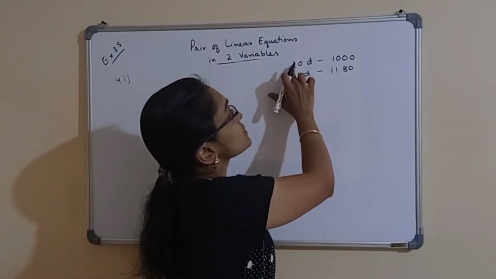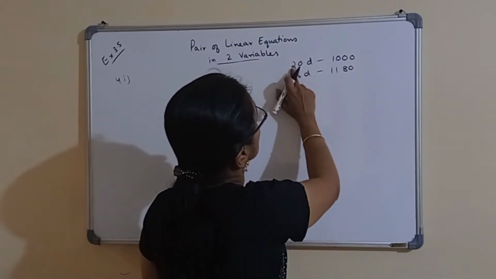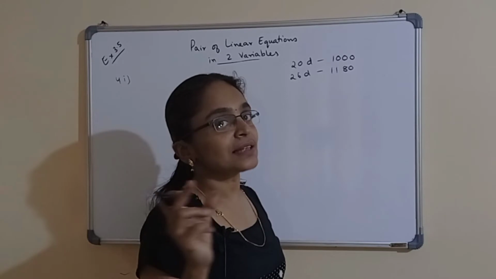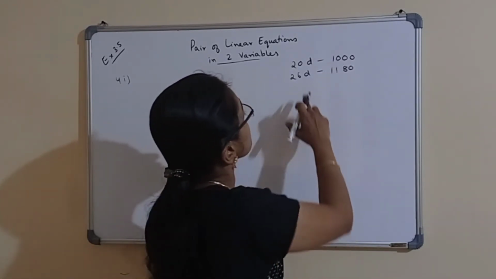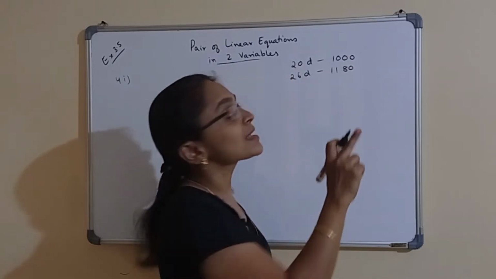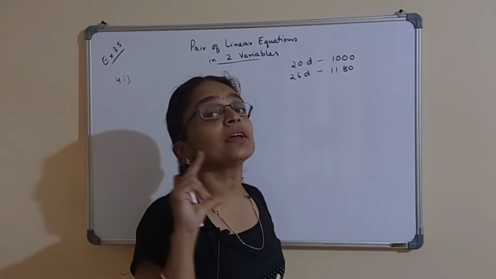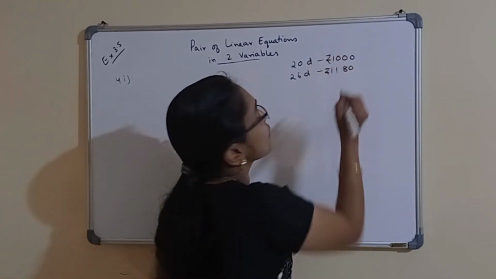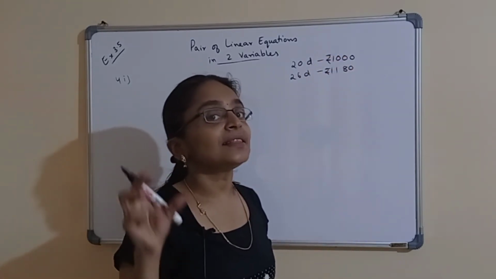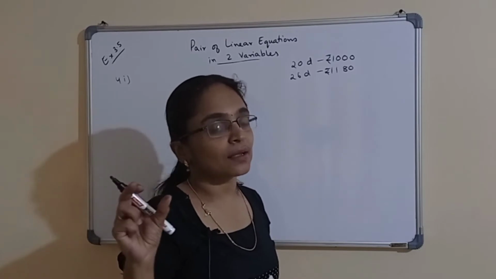So, when a student A takes food for 20 days, he or she has to pay 1000 rupees, and when a student B takes food for 26 days, he or she has to pay 1180 rupees. So find the fixed charge and the cost of food per day. Okay.